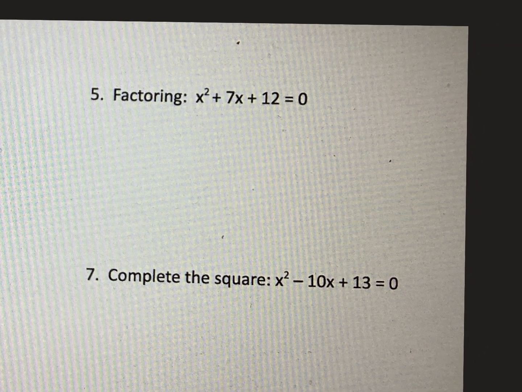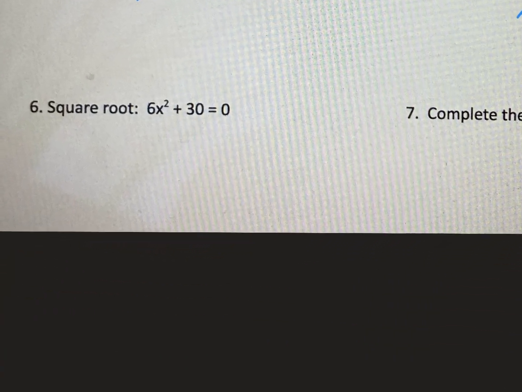Number 5, solve by factoring. The factors of 12 that add up to 7 are 4 and 3. So x plus 4 times x plus 3, I get these two solutions, negative 4 and negative 3. So really 4 and 5, much quicker and easier than the first 3.